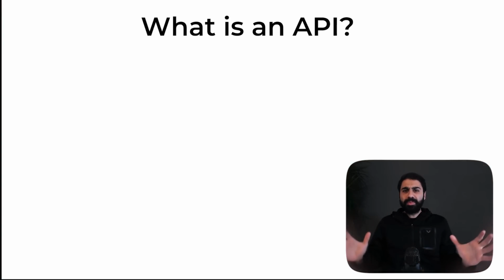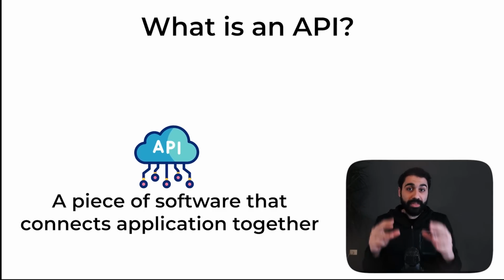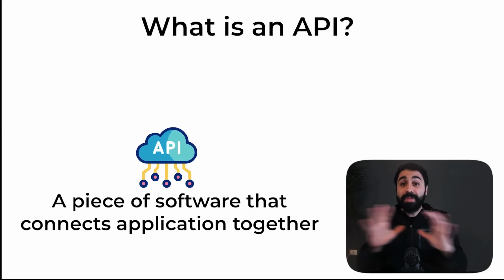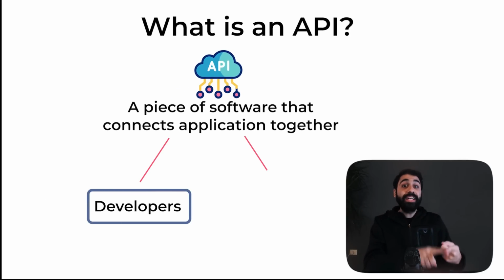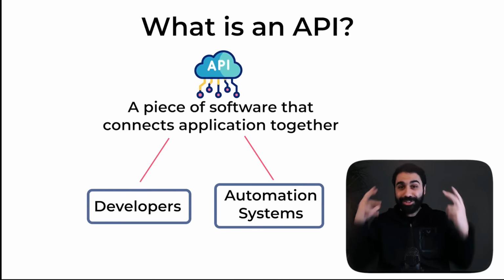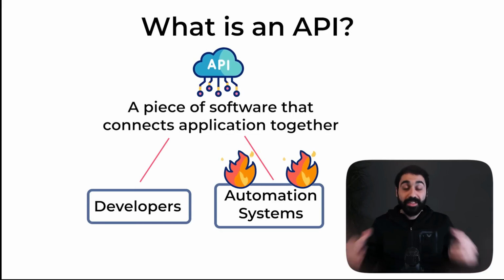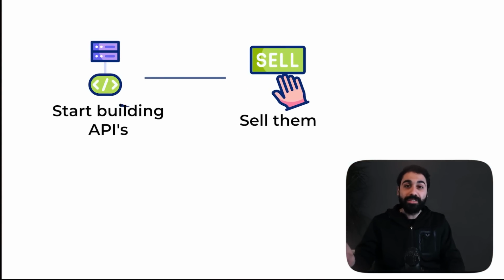First, just in case you are new here and you don't know what an API is, it's simply a piece of software that connects applications together. And today, it's a very hot and trendy topic simply because APIs power both developers and automation systems. And automation today is one of the best and hottest topics. This is why you have a great opportunity to start building APIs and sell them to everyone building automations today.